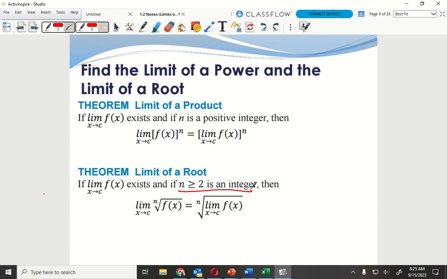Because if it is an even number, I cannot have a negative inside there. A second root, which is just a regular square root, you cannot have a negative because that would be imaginary. You can't have a fourth root.